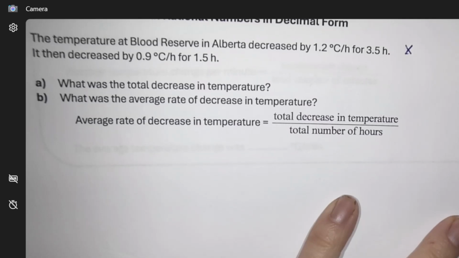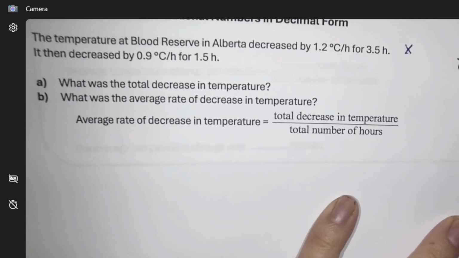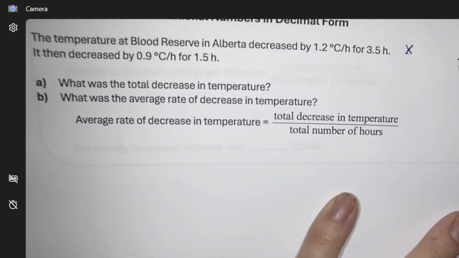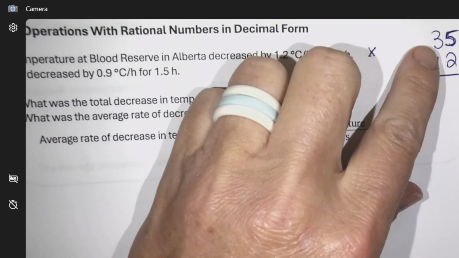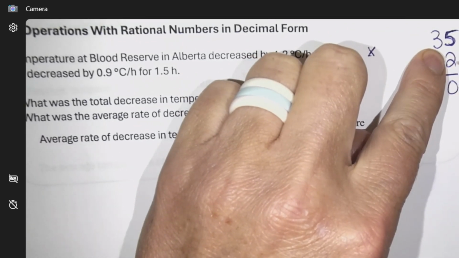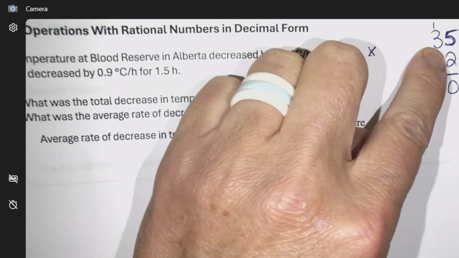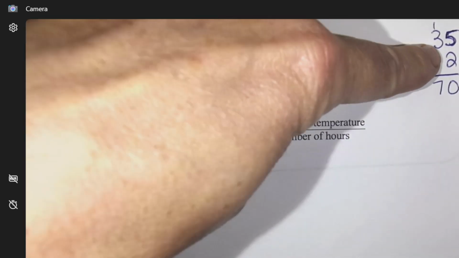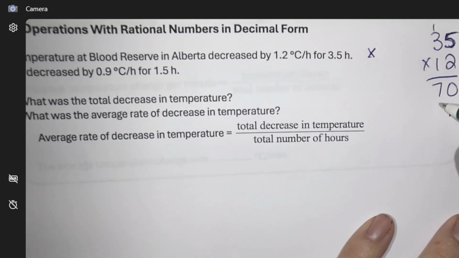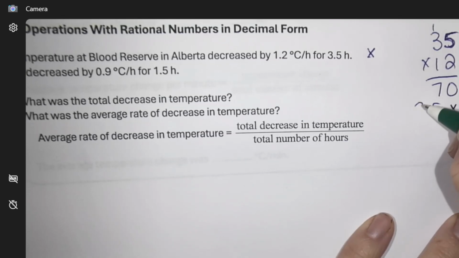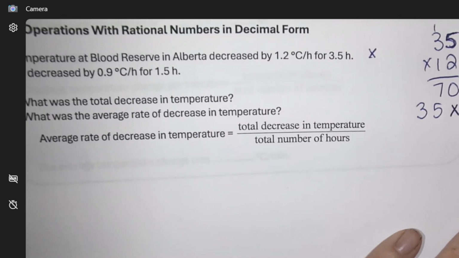So 35 times 12. Okay, so get the 2 times through. So that should give you 70. And then the 1 times should get you a 5 and a 3.